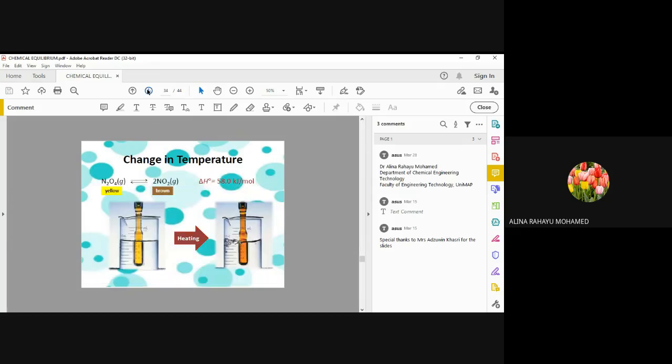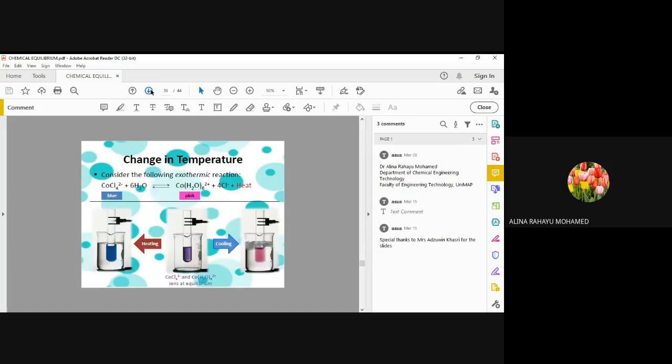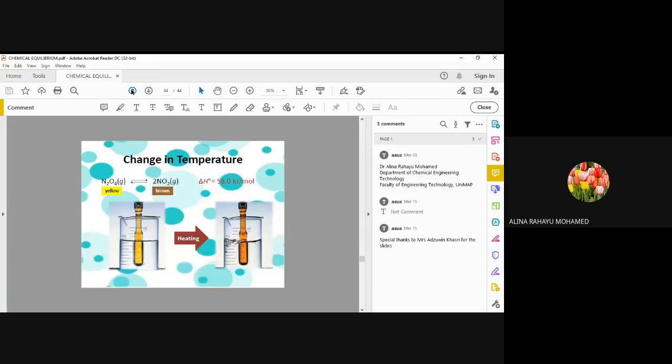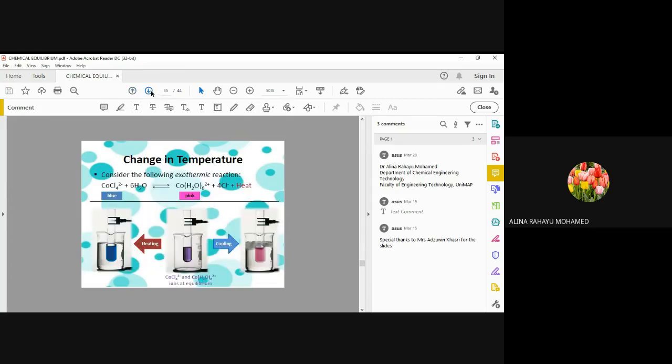This is the same one, N2O4 in equilibrium with NO2. Heating causes the change in the color from yellow to brown because there is a change in the amount of NO2. Now consider the following exothermic reaction. The previous one was an endothermic reaction, and this is an exothermic reaction.